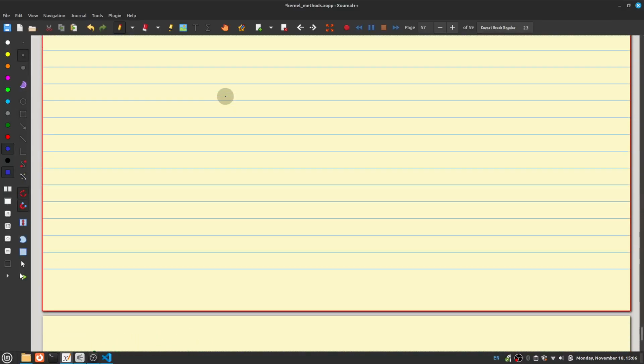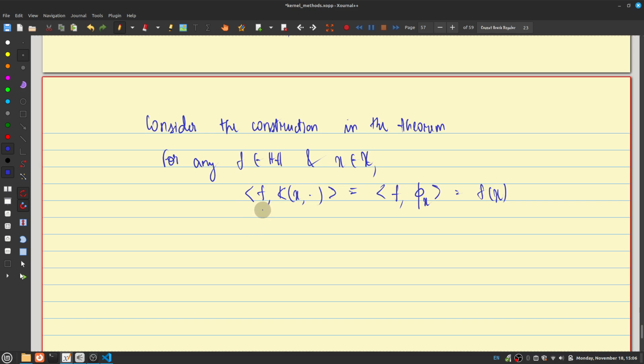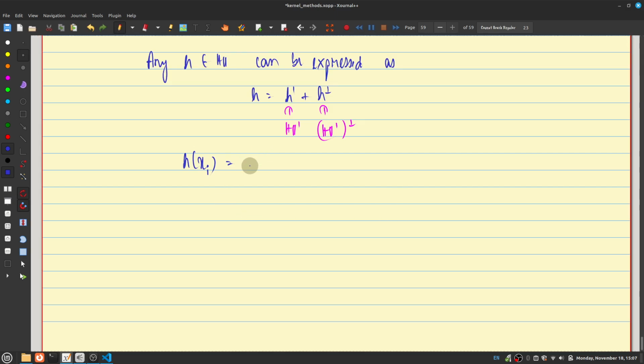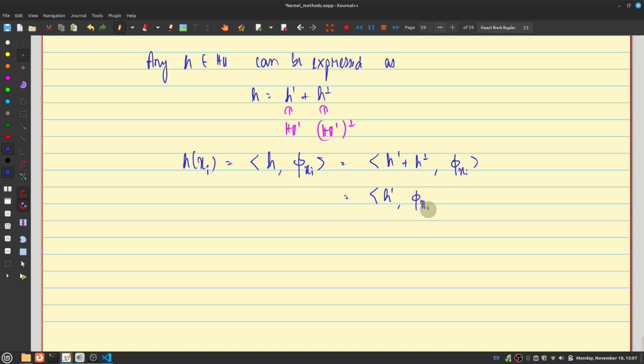Right, so let's go back to this particular property. So f of x can be written as an inner product of f with phi x. Correct. So h of xi is nothing but an inner product of the function h along with phi xi, right? But I know that h can be written as h prime plus h perp. Which is the inner product of h prime with phi xi plus the inner product between h perp and phi xi.